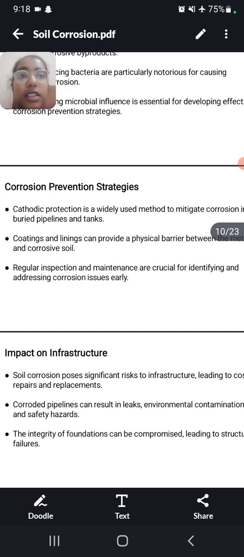Next is material selection. Use corrosion resistant materials such as stainless steel, ductile iron with protective linings of plastics. Regular monitoring. Conduct inspections, soil resistivity testing, and potential measurements to assess and monitor corrosion risk.